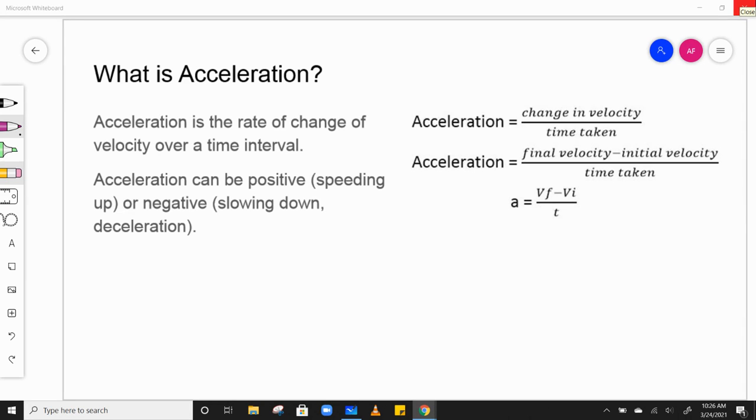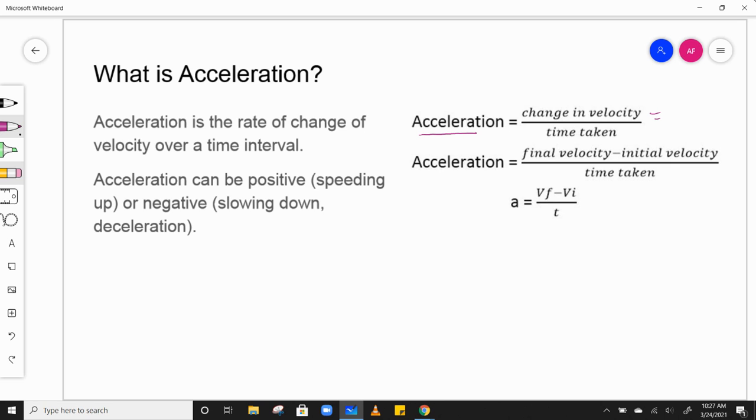Okay, so we're talking today about acceleration. It's going to be very similar to what we did yesterday with velocity. Acceleration is the rate of change of velocity over a time interval. If you look at the equation here, acceleration is change in velocity over time.